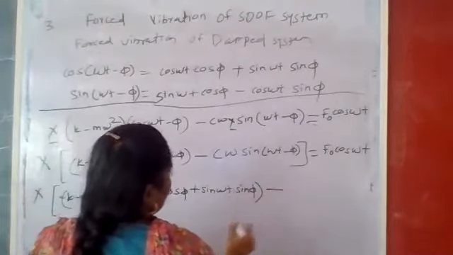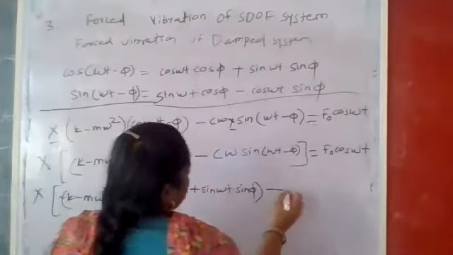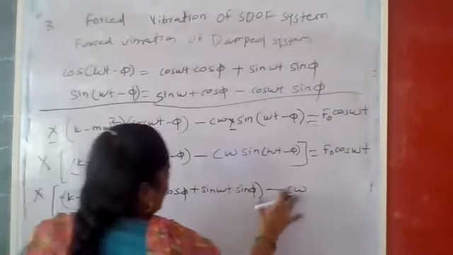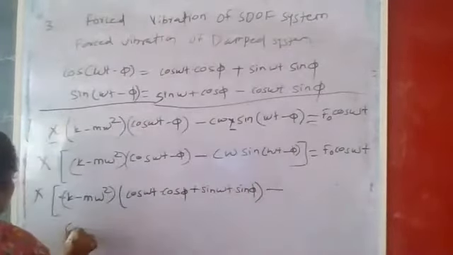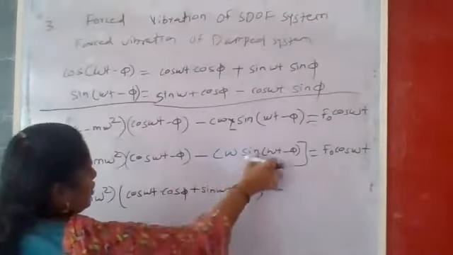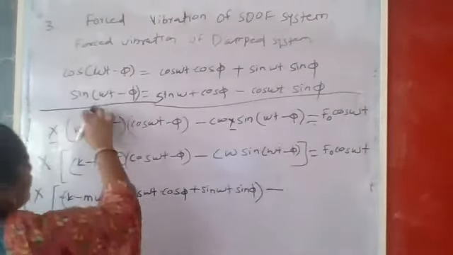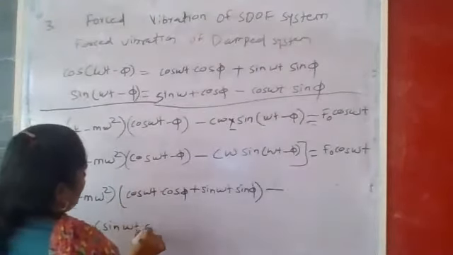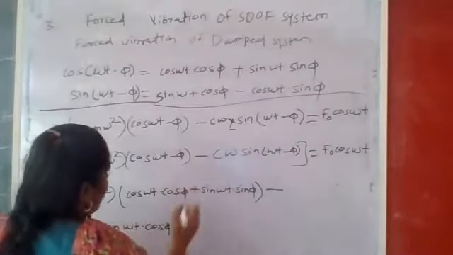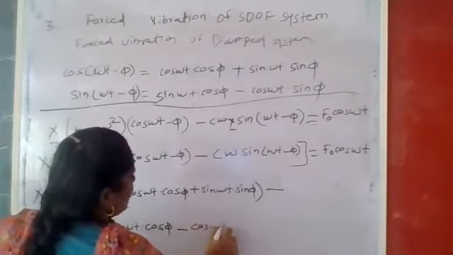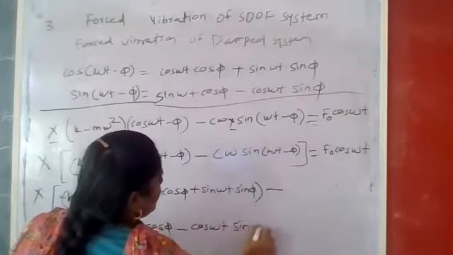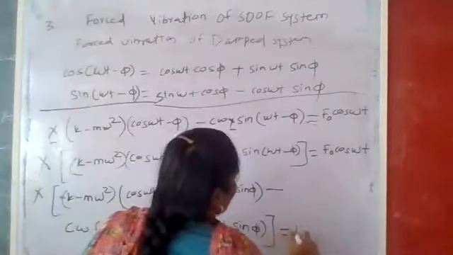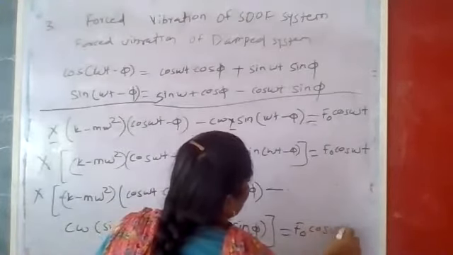That is the bracket complete, internal bracket complete, minus c omega into sin of omega t minus phi. So I will write directly c omega into sin of omega t minus phi. What is the formula for sin? Look, omega t minus phi is sin of omega t into cos of phi minus cos of omega t into sin phi, internal bracket complete, and the bigger bracket also complete is equal to f naught into cos of omega t.